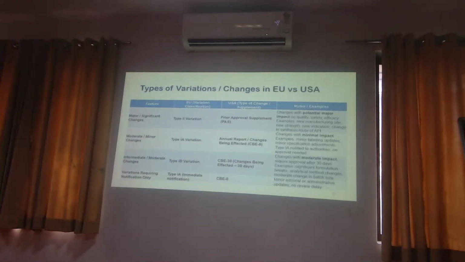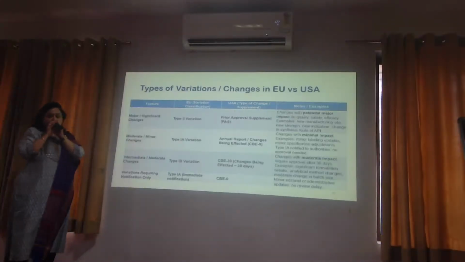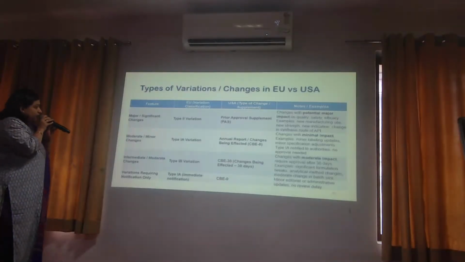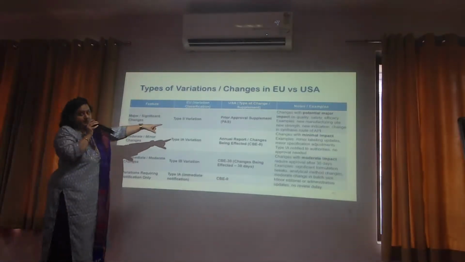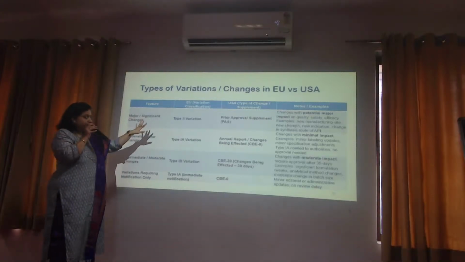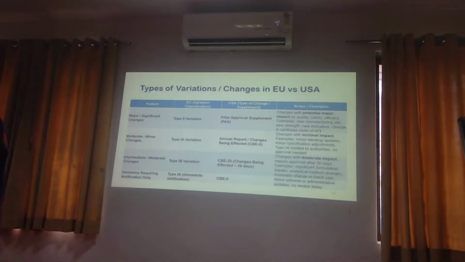So broadly, there are 3 to 4 types of variations. That is major or significant changes. Major changes are ones which will have an impact on your quality and safety. In the USA, it is called a PAS, pre-approval submission, whereas in the EU and other countries, it is a type 2 variation. Type 2 variations are the major variations, where I cannot implement the change at a site unless and until I get the approval.